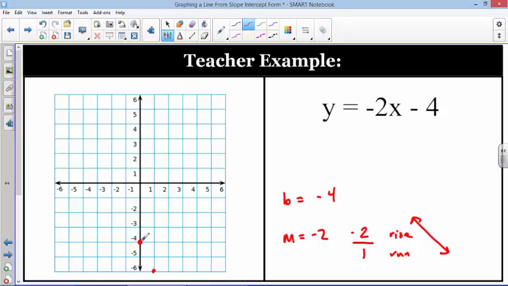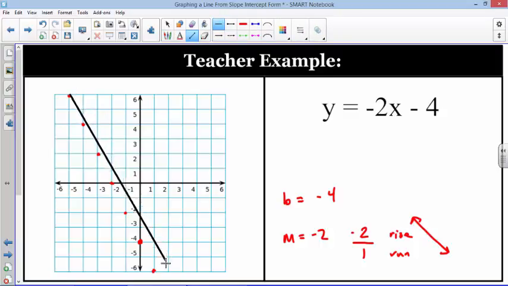Now I want to draw as many dots as I can, so before I went down 2 and to the right 1, I'll do the opposite and go up 2 and back 1, repeating that until I run out of room. So now I've drawn all my dots. I can go ahead and draw my line to connect these. I'll just draw this line extending here.